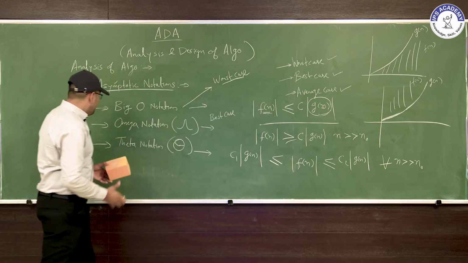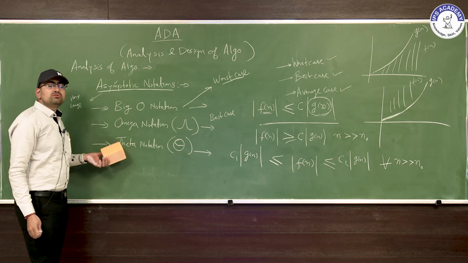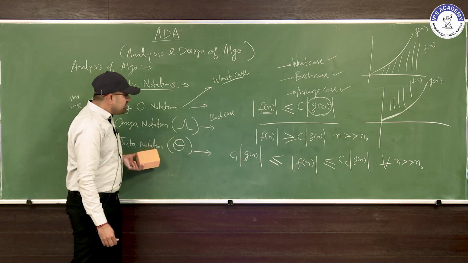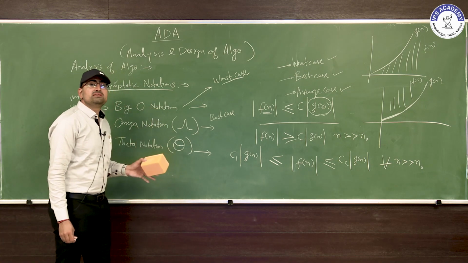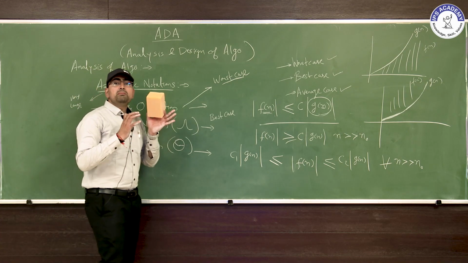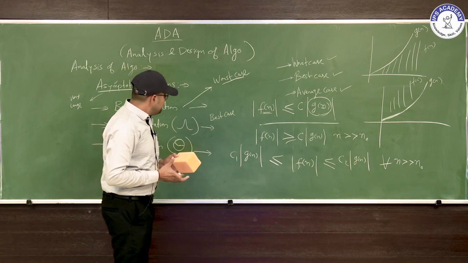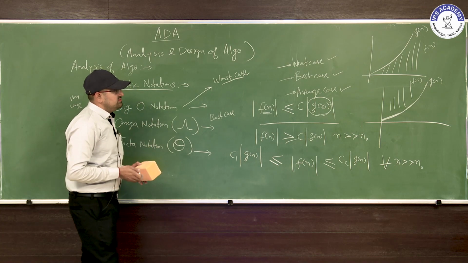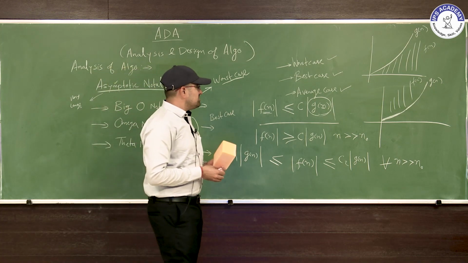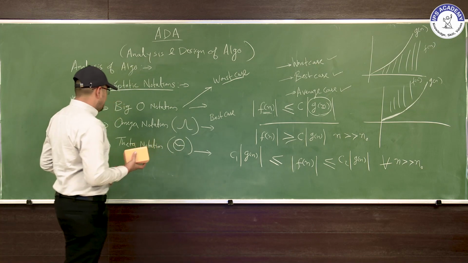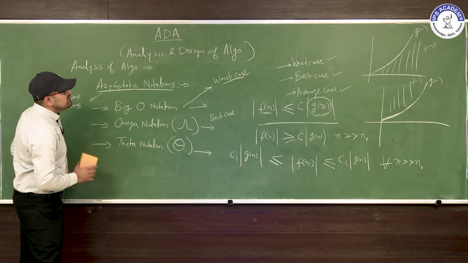We go for theta notation for exact bounds, as I have said. And second thing, if there is slight difference in the worst and best case behavior of an algorithm, then we go for the theta notation. So this is how these notations are. I hope this is clear to you all.